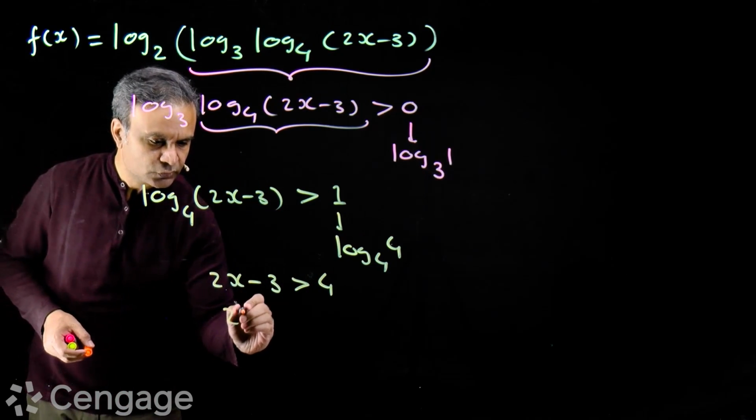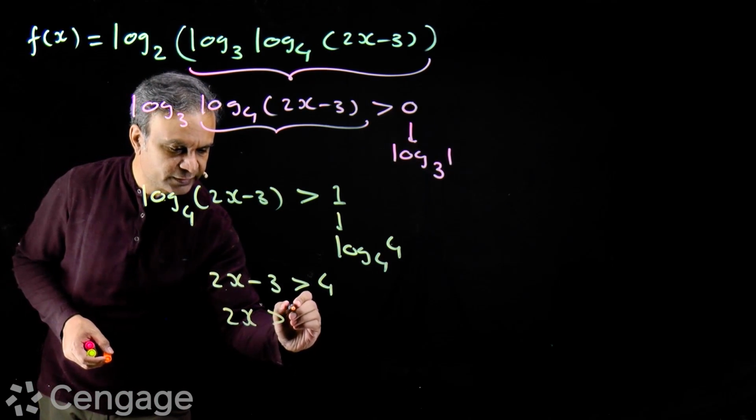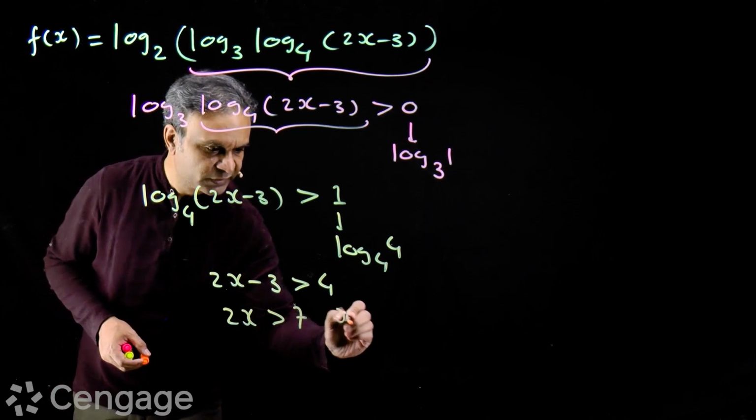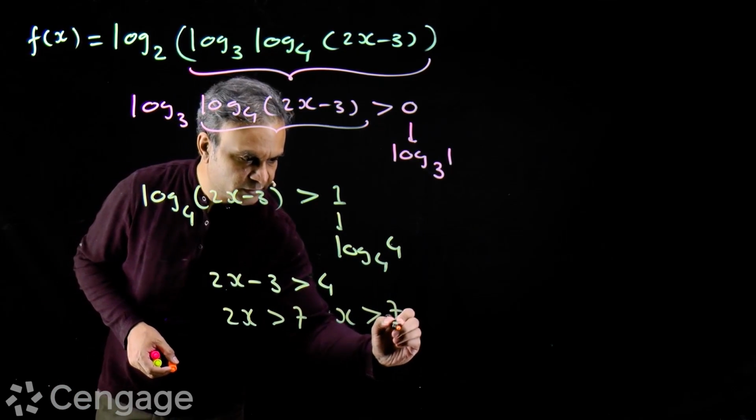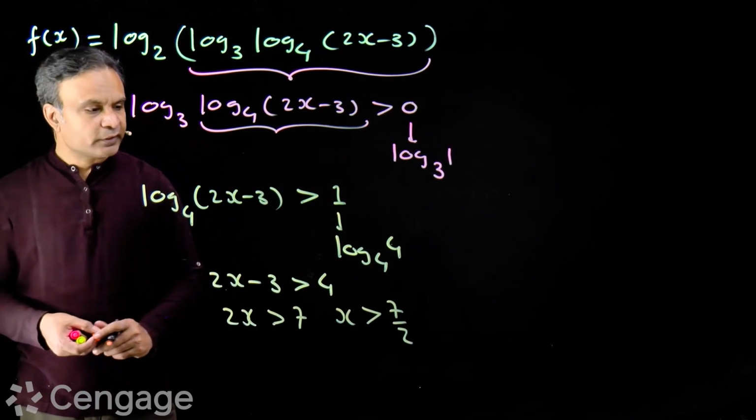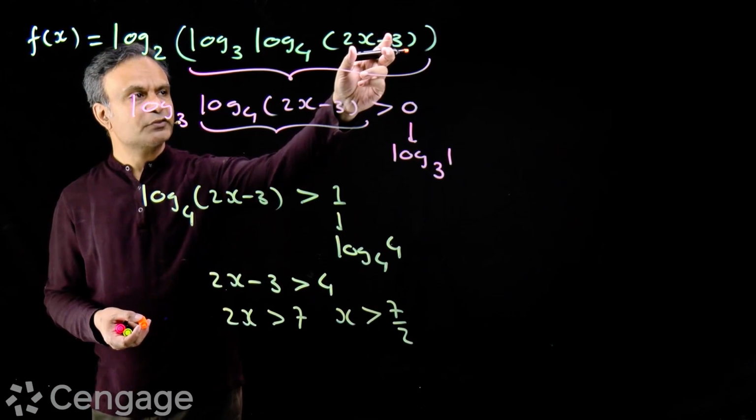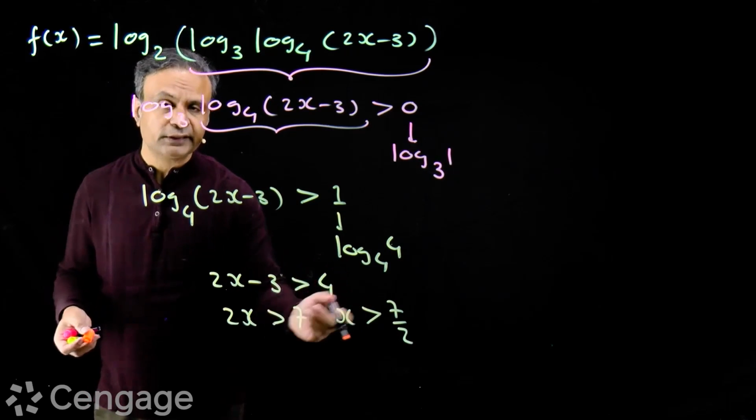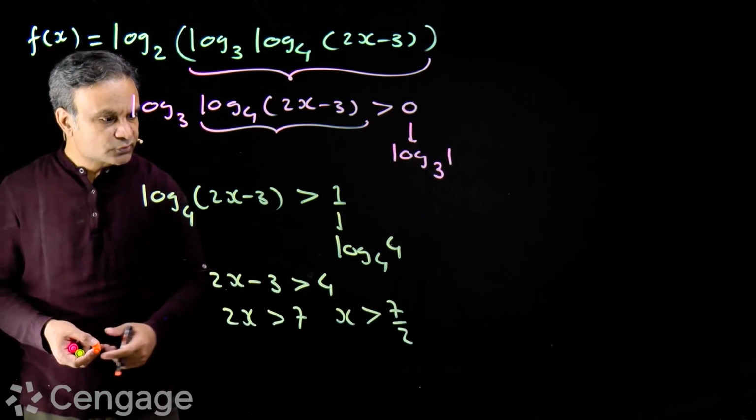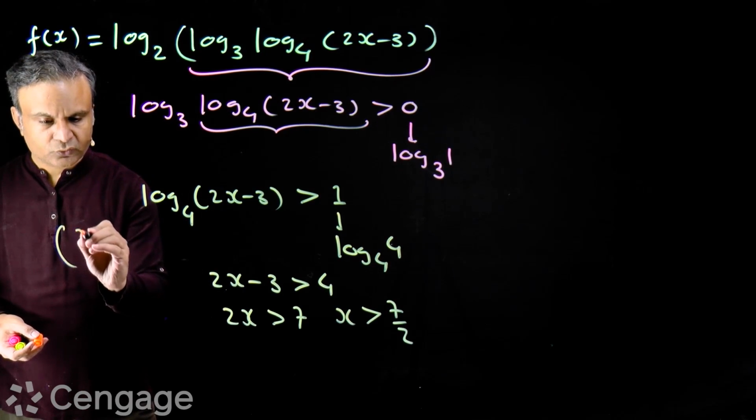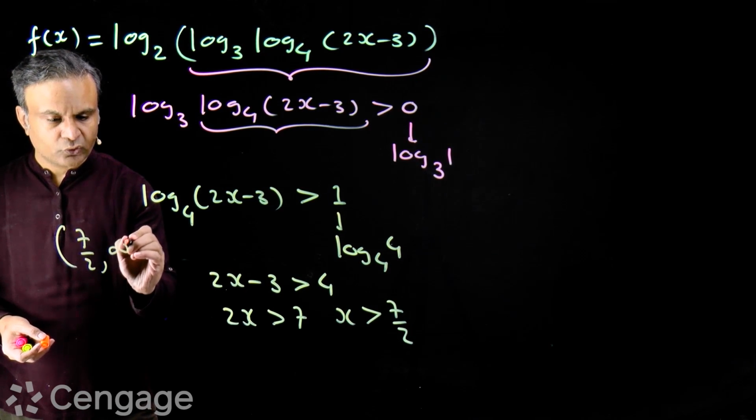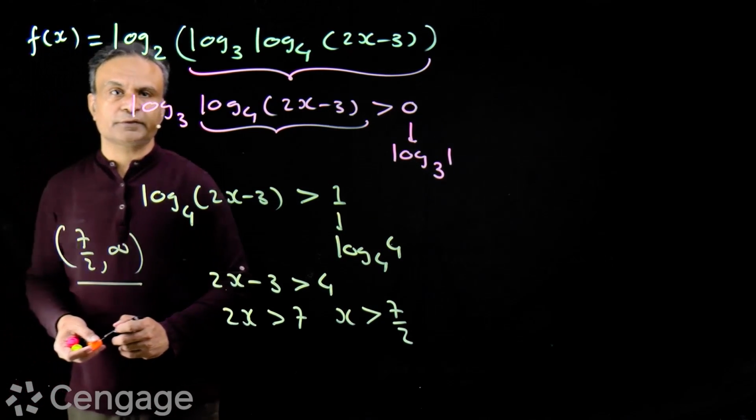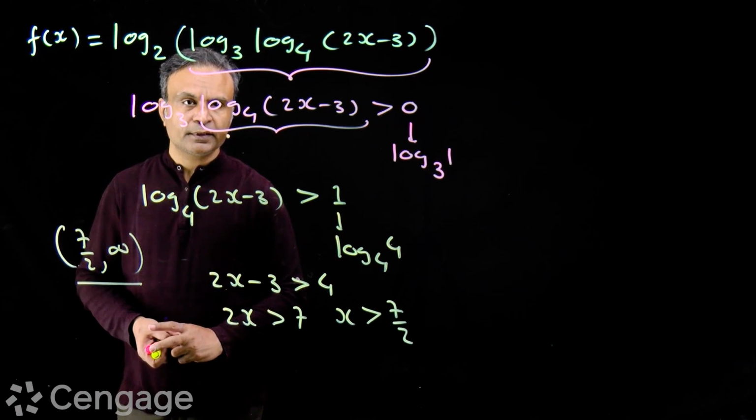Okay, so we get 2x greater than 7. From this we get x greater than 7 upon 2, and for this values of x 2x minus 3 will be also positive. 2x minus 3 को तो हमने greater than 4 कर ही दिया है, तो वो तो positive हो ही जाएगा. So domain of function is open interval 7 upon 2 to infinity. Okay, hope समझ में आया.